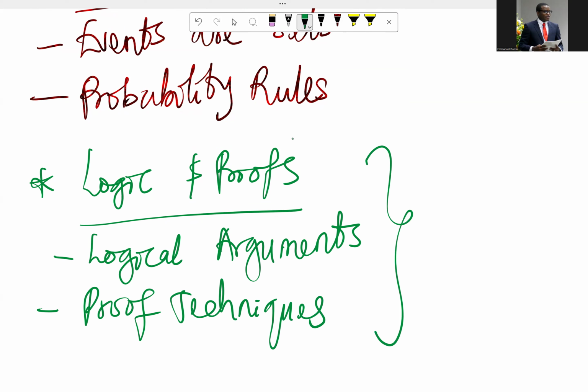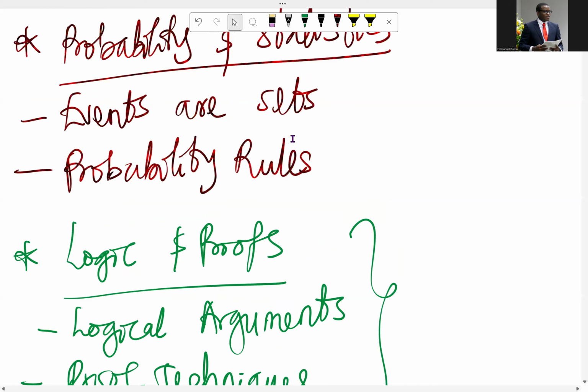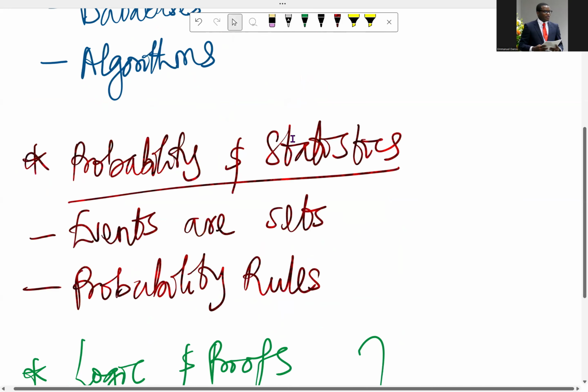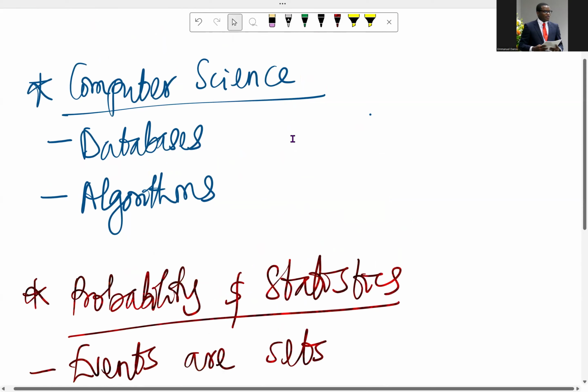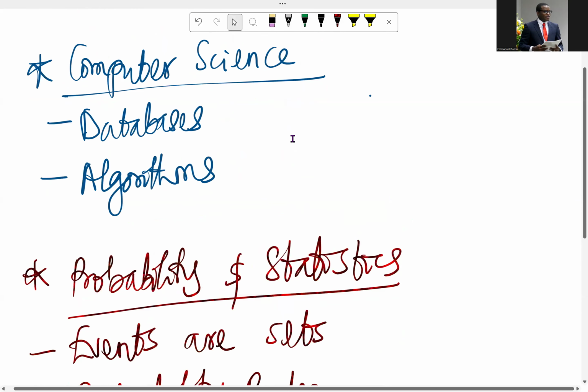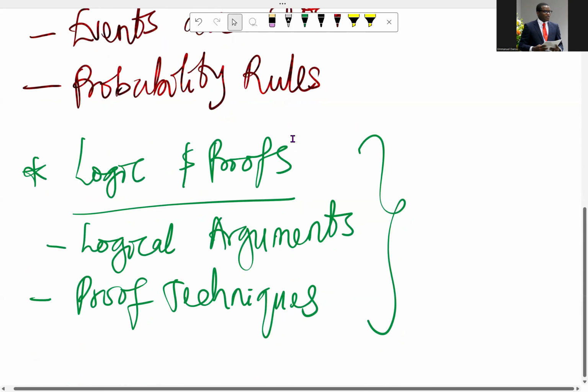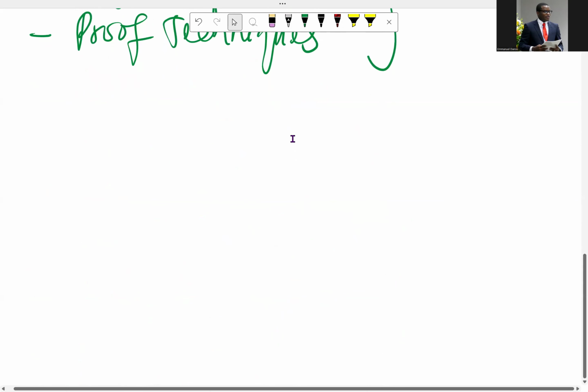Of course, for probability and statistics, you can expect playlists on them in the future. And for computer science, I have a playlist on scientific computing with Python. You can check that out to see how set theory operates in some of those areas.